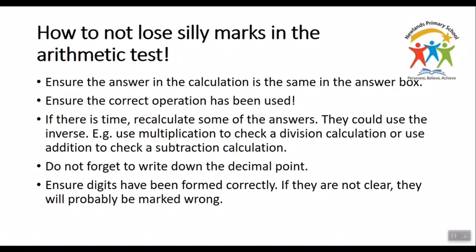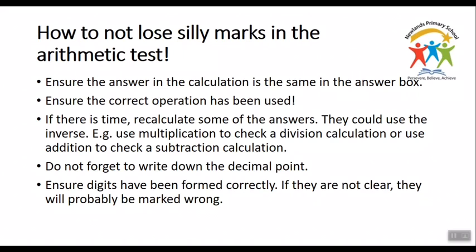So just before we go, we're going to have a few top tips about how to not lose silly marks in the arithmetic test. Firstly, the children need to make sure that the answer that they write down in their calculation is exactly the same as what they've written in the answer box. You'll be surprised at how many children have lost marks from not copying correctly. Ensure the correct operation has been used, so if the question says addition, make sure they haven't done a subtraction calculation. Again, you'll be surprised at how many children have done the wrong one.